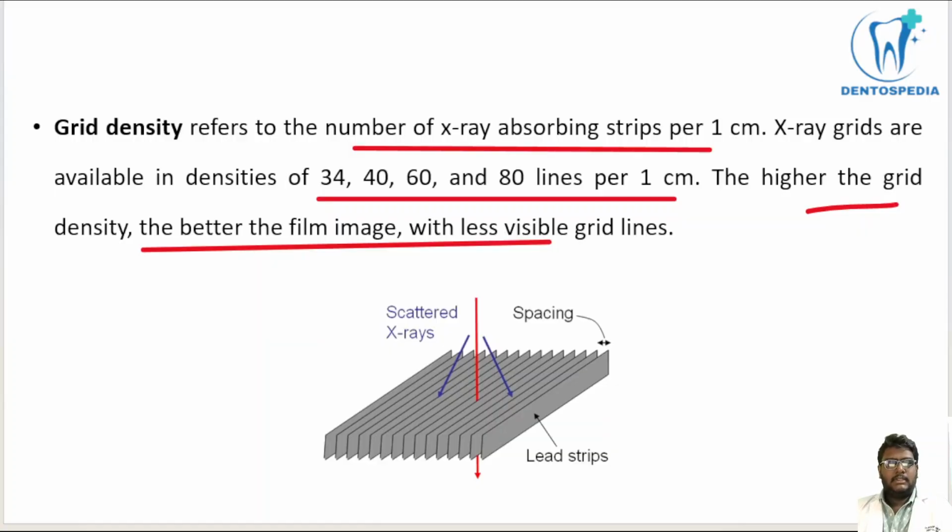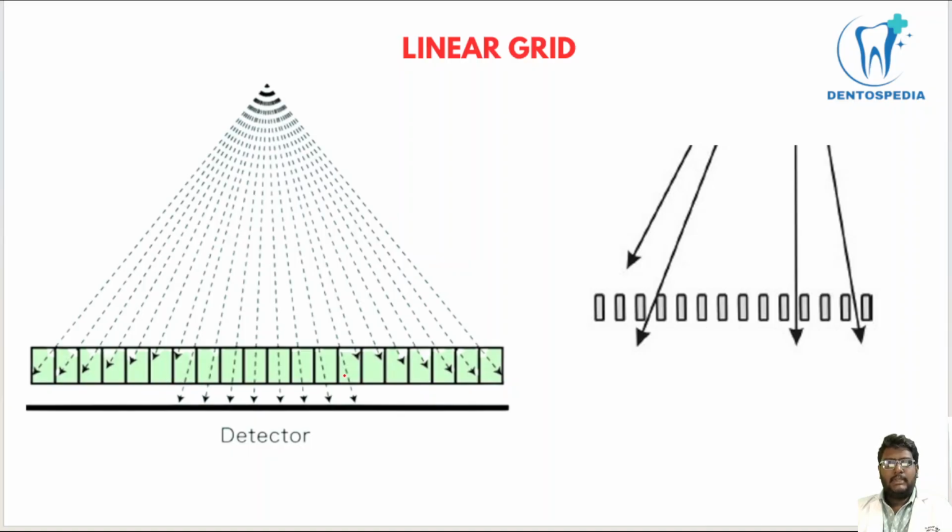And we have discussed the grid, right? We have different types of grids based on the structure. Here you can see the first and foremost grid, which is called a linear grid. Here you can see the photons with an oblique path get absorbed into the strips, and those with straight paths touch the film.